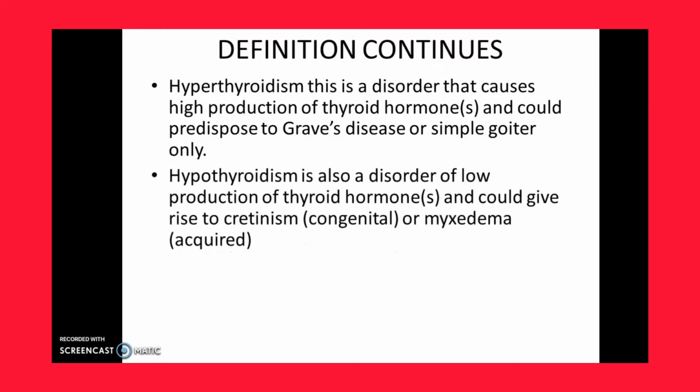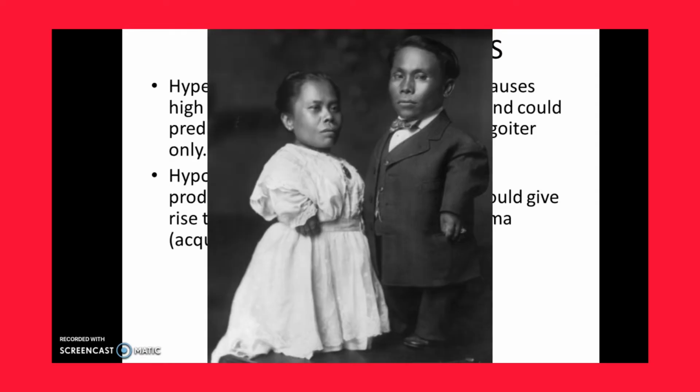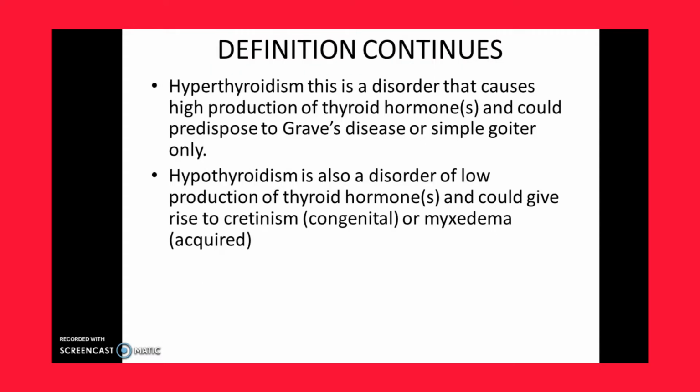Hypothyroidism is also a disorder of low production of thyroid hormone and could give rise to congenital cretinism. When we talk of cretinism, we're talking of dwarf people, those with bow legs, they are dwarf, short. It is a problem of the thyroid gland that is not well formed in the womb. So it's a problem that is permanent, cannot be corrected like the other types of problem or symptoms you see.